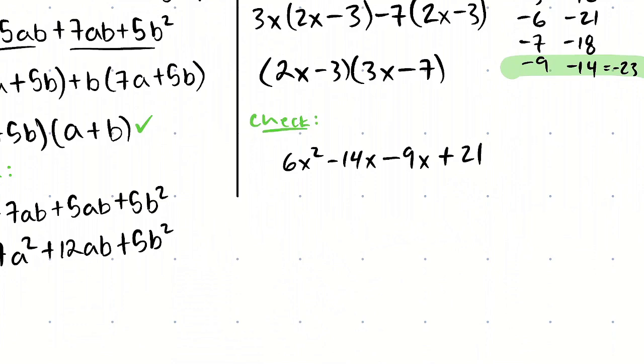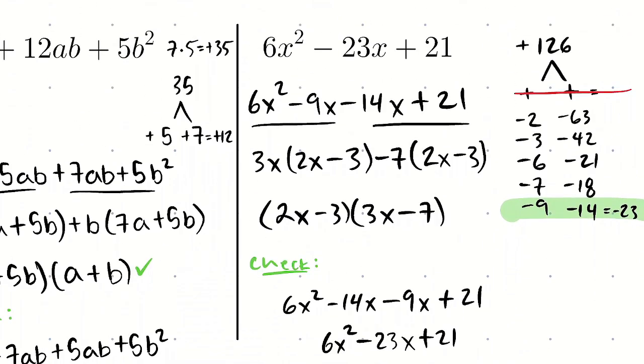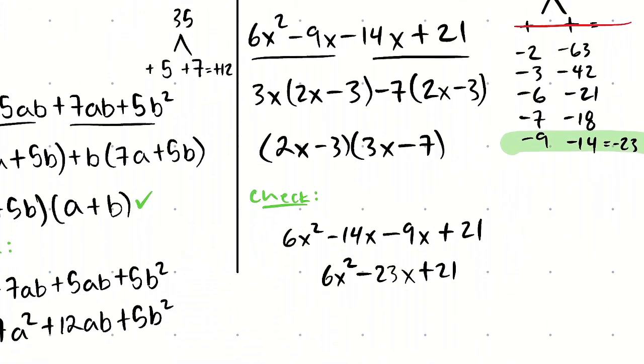And I combine those two terms in the middle, and we end up with negative 23x plus 21 and 6x squared. That's what we started off with, so that checks out, and I factored this correctly.